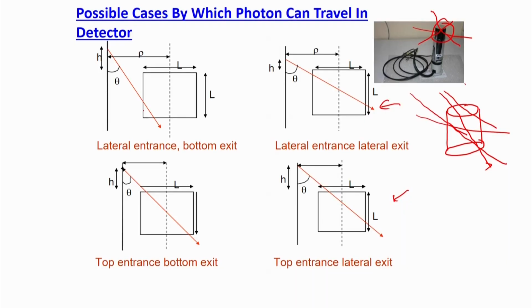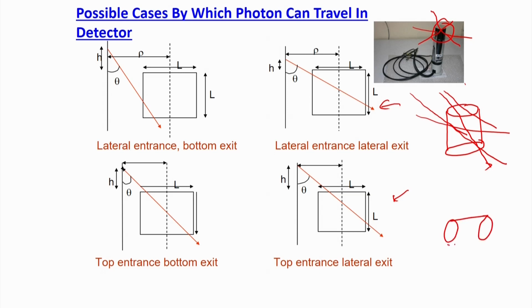So, either it enters from the lateral entrance and goes out from the bottom exit, or it enters from the lateral inlet and goes out from the lateral exit. It can enter from the top and go out from the bottom, or it can enter from the top and go out from the lateral exit. These are the 4 conditions. In all the 4 conditions I know the particular particle's solid angle, so I know where exactly it has been incident.